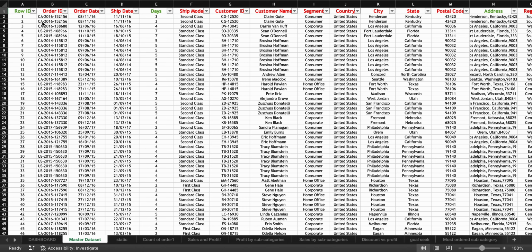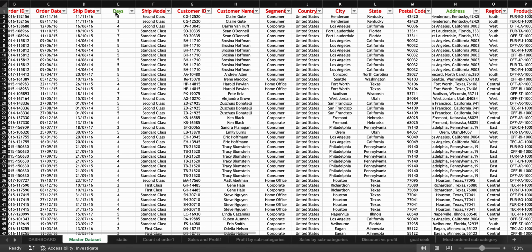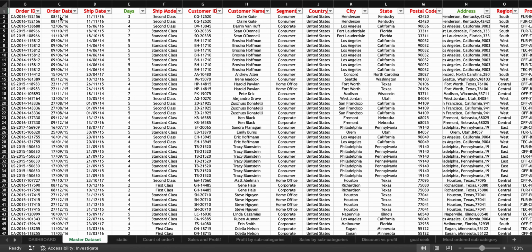Moving further, I have created days as another column. I've done feature engineering where I took the difference between the order date and ship date in terms of days. So we can always compare it with the ship mode, to see which ship mode is feasible and how many days it normally takes.